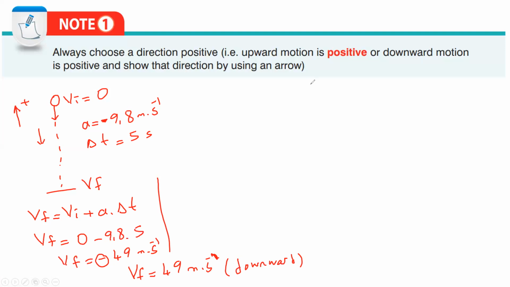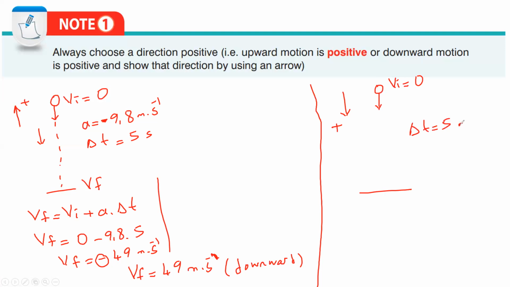But I will show you, if you choose downward positive, what's going to happen. You should get the same answer, exactly the same answer. So downward is positive. This is your V initial equal to 0 and the object is going down. And then delta T equals 5 seconds, and acceleration is positive 9.8 now.